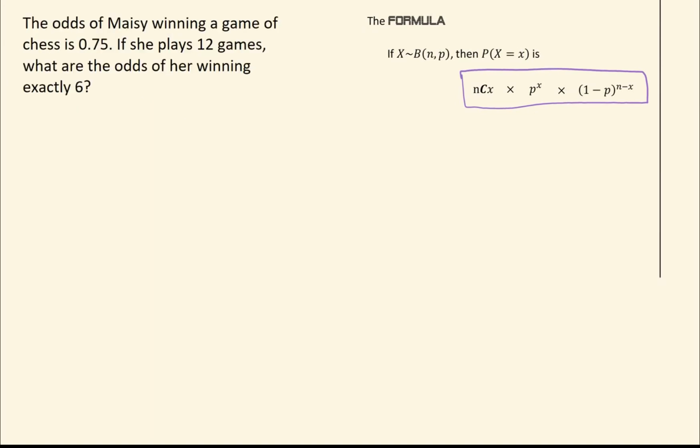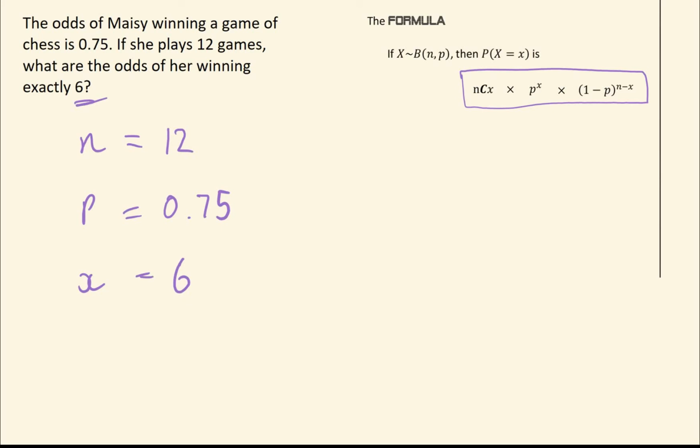So, same idea of a question, but here it's a worded question. The odds of Maisie winning a game of chess is 0.75. If she plays 12 games, what's the odds of her winning exactly 6? So I'll do the same thing. I'm going to list down what n, p, and x are. So n is the number of trials, the number of whatevers. In this case, it's the number of games, so she is playing 12 games. P is the probability of her winning, or probability of success. This is 0.75. And we want her to win exactly 6, and that is our lowercase x.